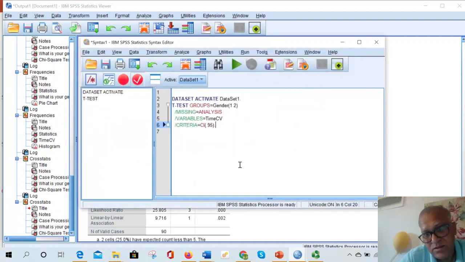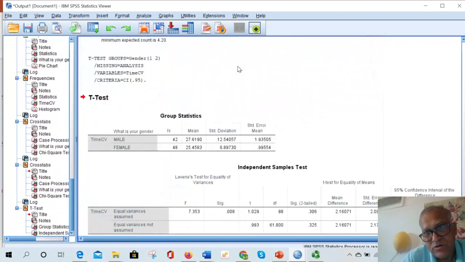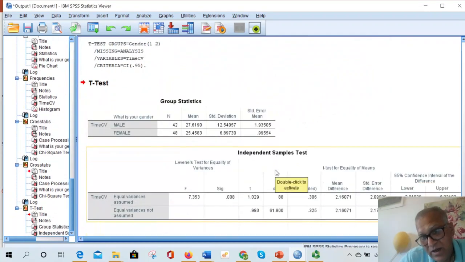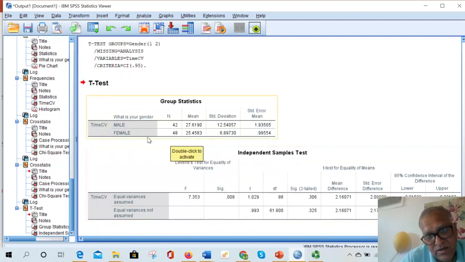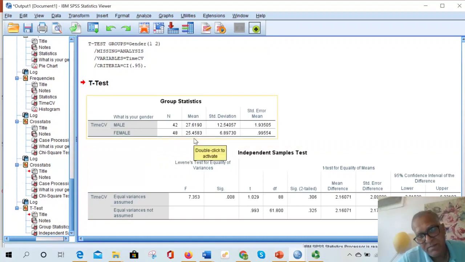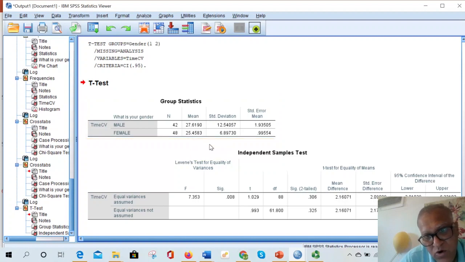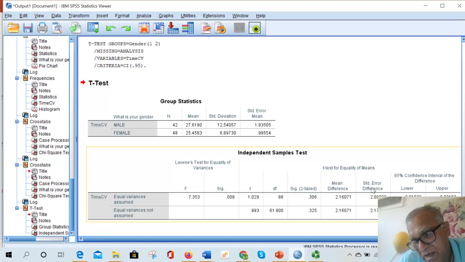Okay, just come here. We don't need it, it's just a formula. Run the test. Okay, so here is the result. We get time spent by male is 27 minutes, by female 25 minutes. It looks like males spend more time, but don't say so unless the t-test says. The t-test is the t-test for equality of the means.